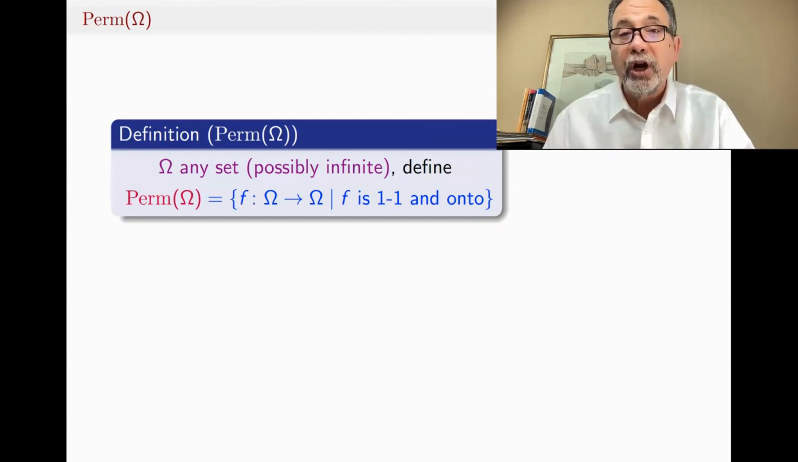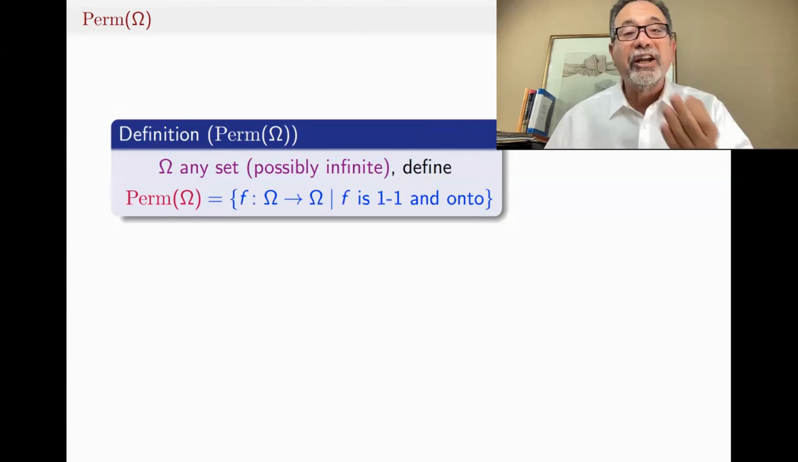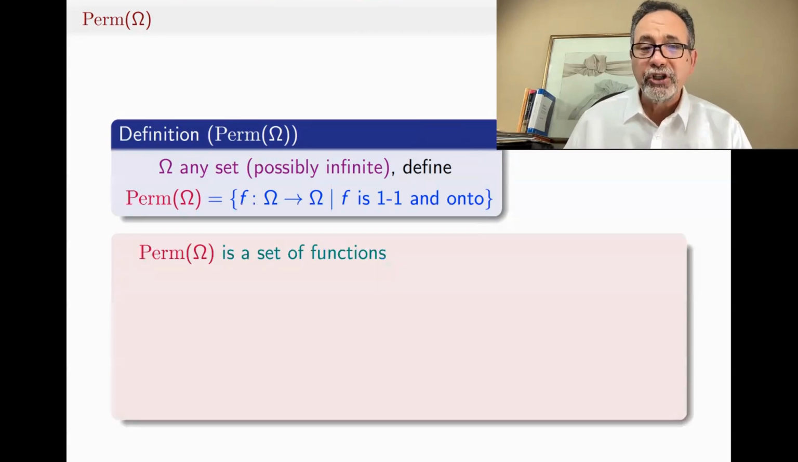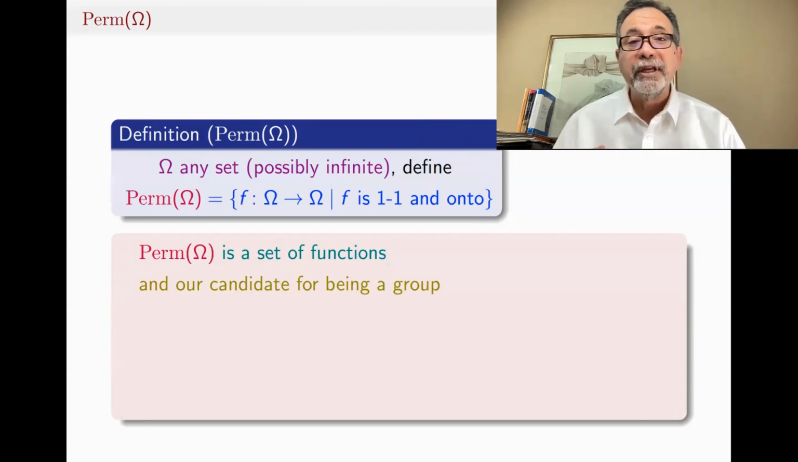Again, another name for one-to-one and onto is bijection. Another name for one-to-one is injection. Another name for onto is surjection. And another name for one-to-one and onto is bijection. This is a set of functions, and it's our candidate for being a group.